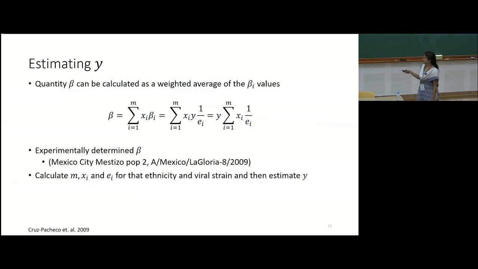Actually, this is a determined value for R0, as was discussed in the previous talk. We can estimate M, the number of subgroups, Xi, the proportion of people in each subgroup, and E_i for this particular ethnicity viral strain pair. Plug all these values into this equation, leaving Y to be the only remaining unknown. Once Y has been estimated, the same Y is used for all simulations that we carry out.